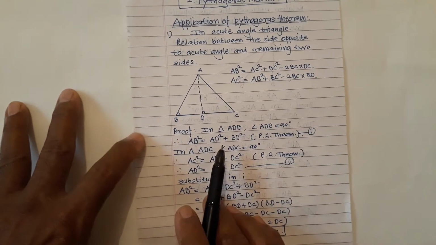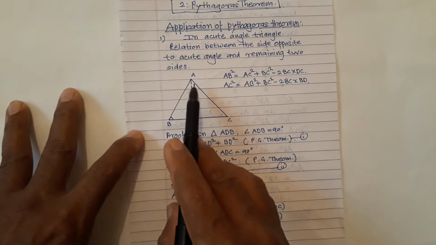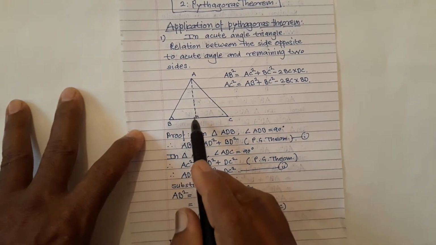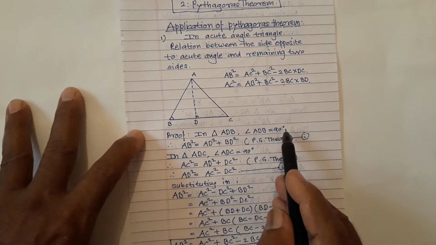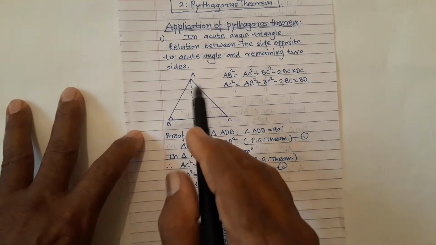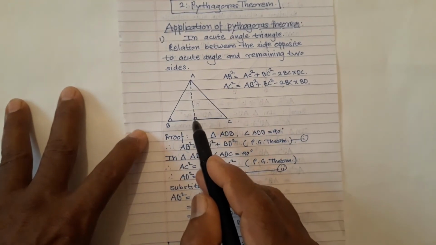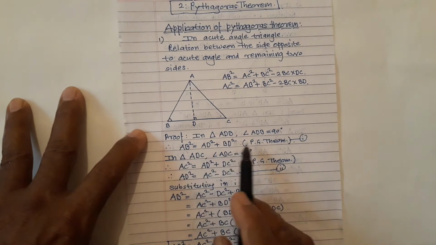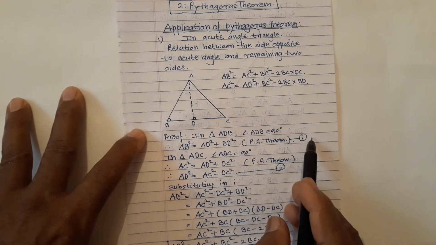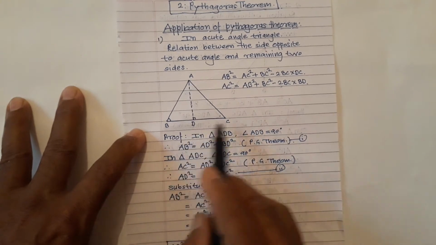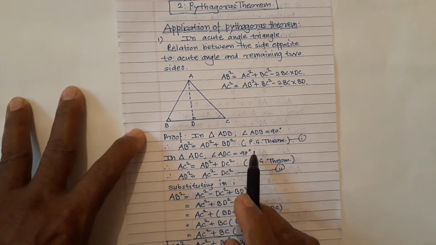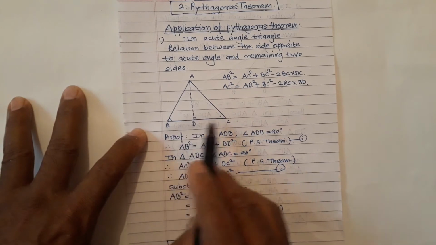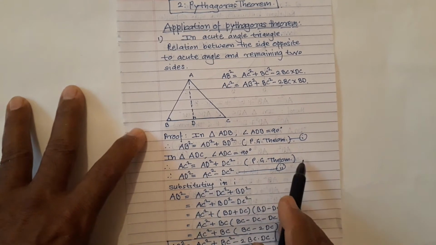Okay, proof. In triangle ADB, angle ADB is equal to 90 degree, and therefore AB square is equal to AD square plus DB square. Okay, BD square, Pythagoras theorem. Then in triangle ADC, angle ADC is equal to 90 degree, and therefore AC square is equal to AD square plus DC square, Pythagoras theorem.